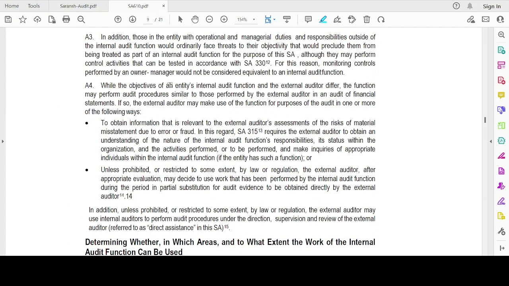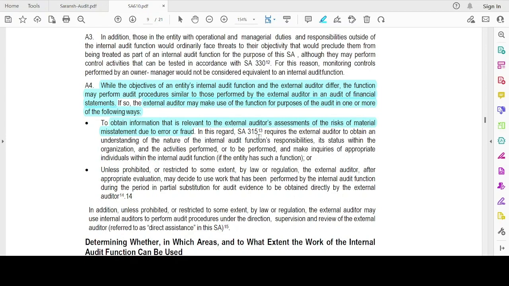Why the objectives of internal audit function and the external auditor differ. The function may perform audit procedures similar to those performed by the external auditor in an audit of financial statements. If so, the external auditor may make use of the function for the purpose of the audit in one or more of the following ways. Some procedures are different; what I follow and what they follow is different. Then the internal audit function has to perform the procedures in the manner in which the external auditor performs. Okay. For that, he can obtain the information that is relevant to the external auditor's assessment of the risk of material misstatement due to fraud or error.